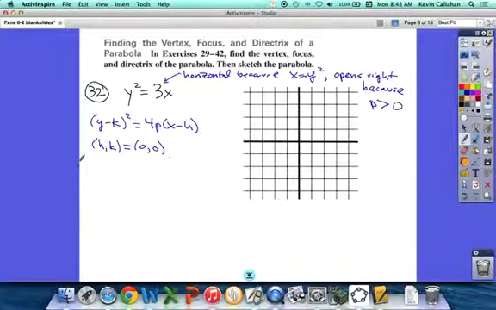And now we need to know the p. Well, remember, that number 3 is not p. It's 4 times p. The formula says 4 times p. So we have to say that 4p equals 3. So p equals 3/4.